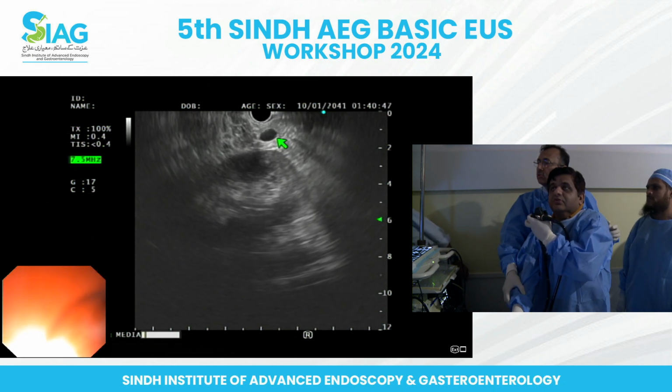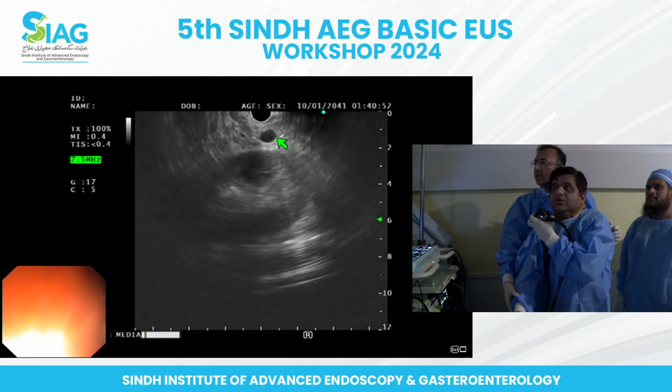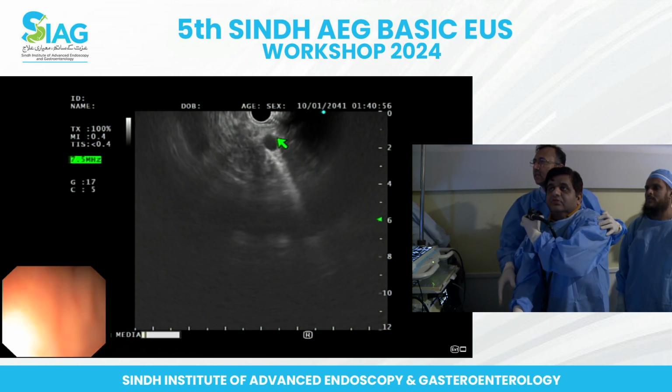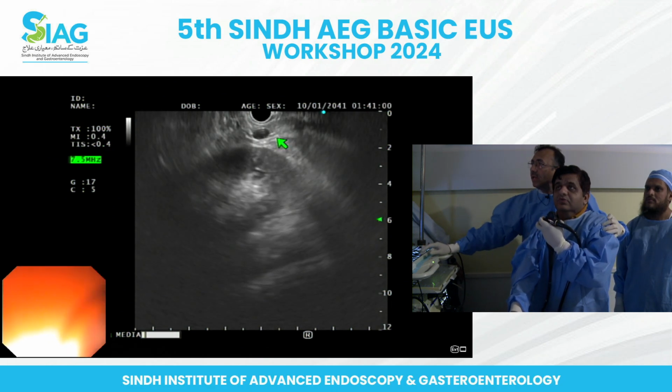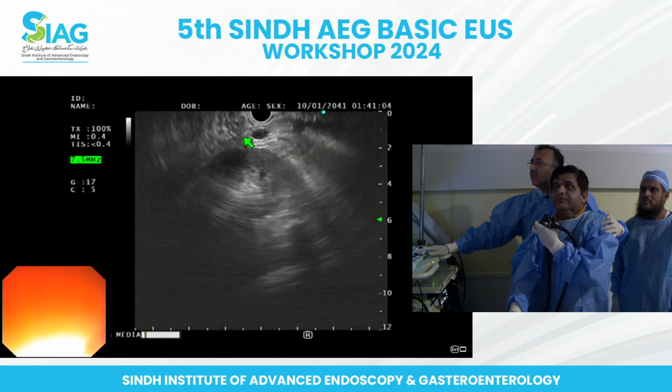I've already told you that in EUS, your nipples have to be in millimeters, not in centimeters. So they have to be very subtle, slow. Let me introduce, show you the different structures. Now, here we have the kidney, right? We have the tail of the pancreas.